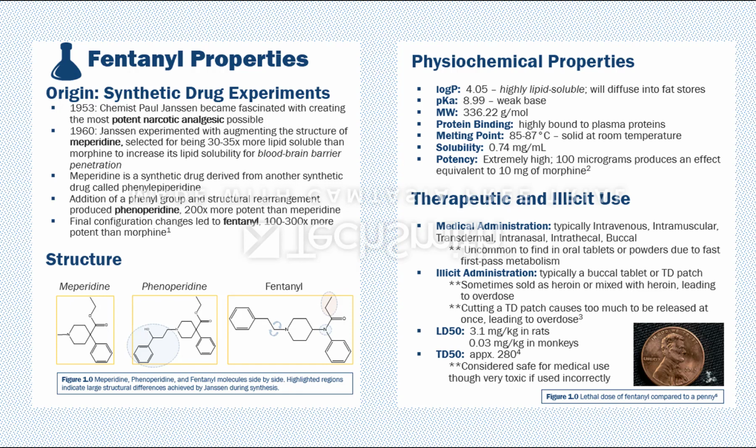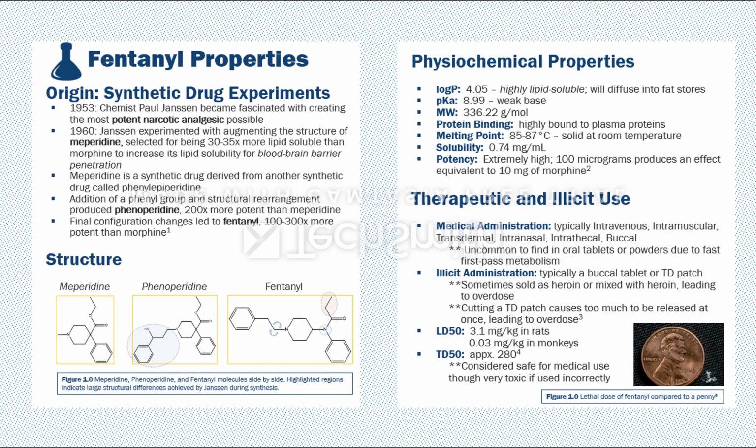And so what he did was he took meperidine, the compound seen on the left, and he added a phenyl group and a hydroxy group. The phenyl group is to help with lipid solubility, and that produced phenoperidine, the compound in the middle, which is about 200 times more potent than meperidine. And then some final configurational changes led to fentanyl, the compound on the right, which is about 100 to 300 times more potent than morphine.